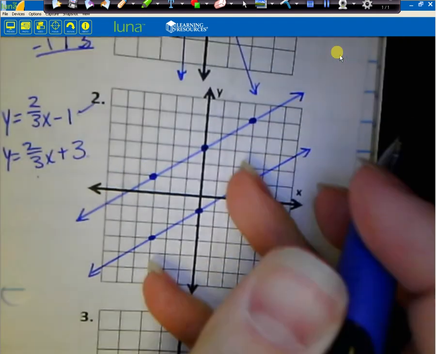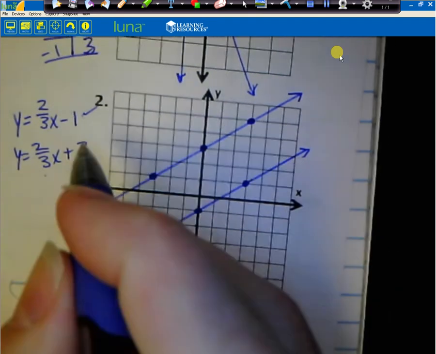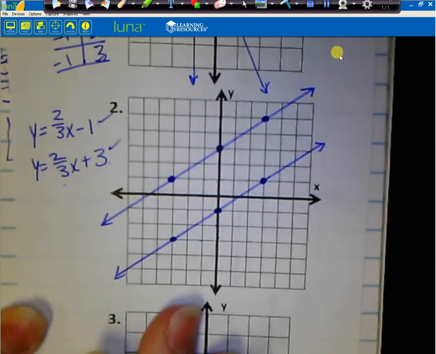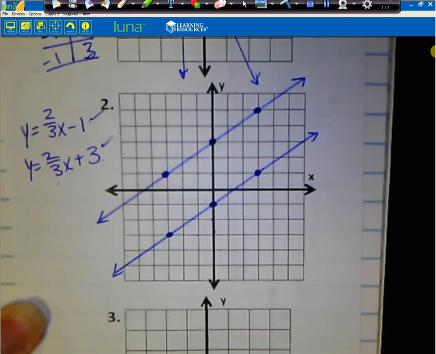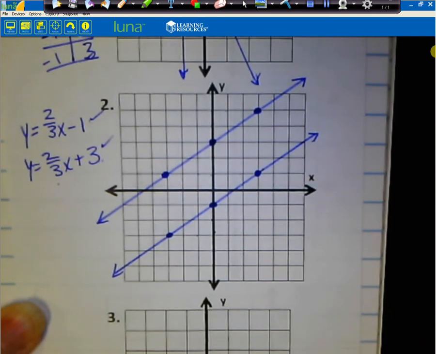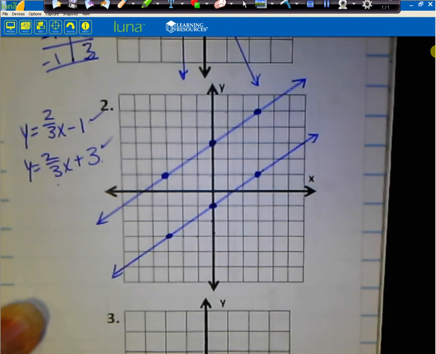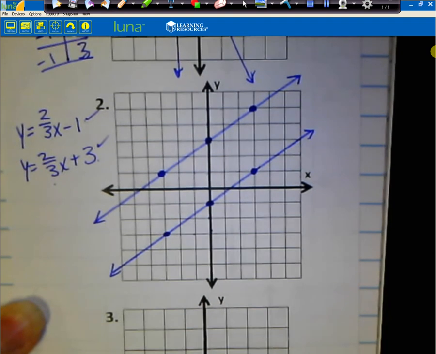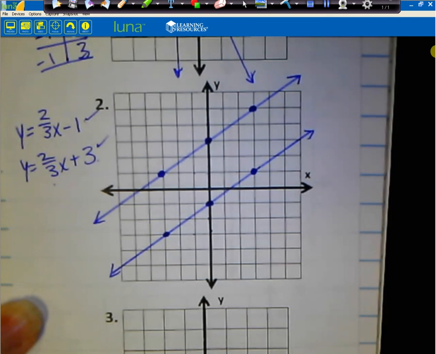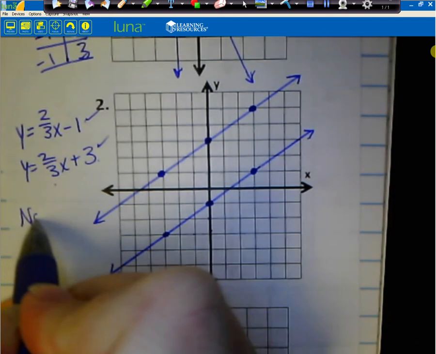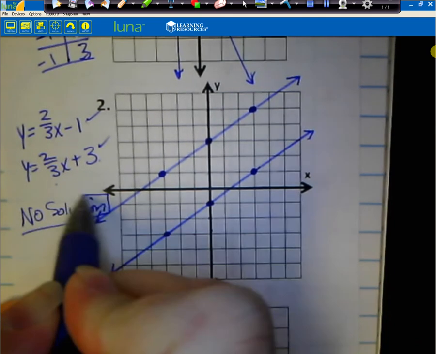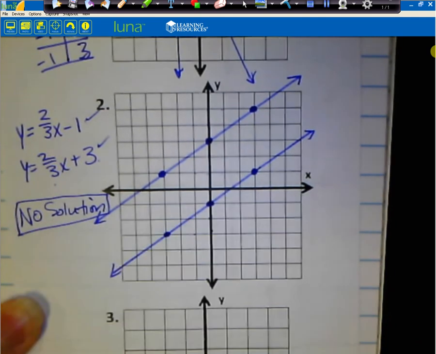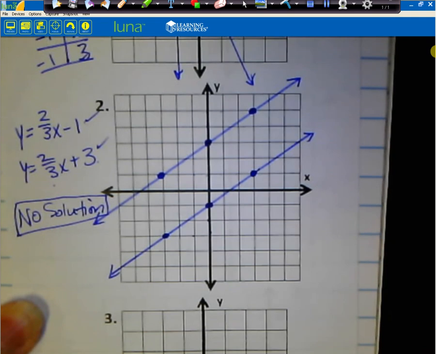Alright, so the whole goal of a system of equations is to find the point where the two lines intersect. One thing we know about parallel lines is that they are defined by two lines that never intersect. So because of that, there will never be a point where these two lines intersect with each other. So we say there is no solution because they will never cross.